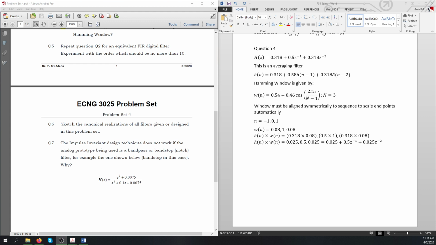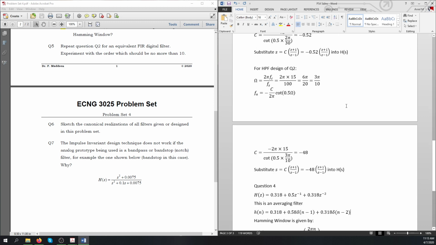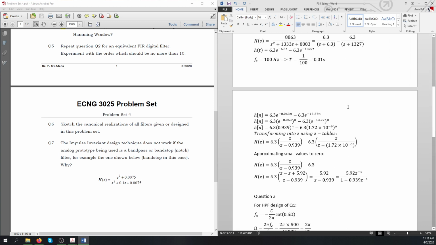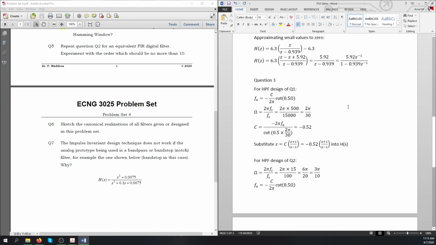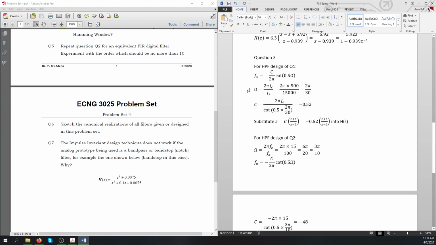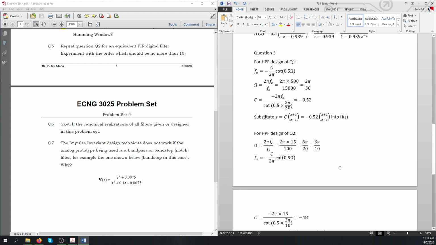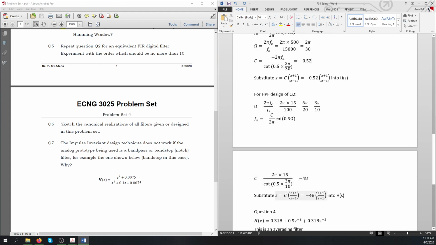I'll re-upload the problem set accordingly, so that you can see where it reflects. One thing to note is that the solutions I'm uploading are Fazal's solutions, and they have one or two minor errors, in particular for question 2 and question 3, where he's calculating capital omega and C. So just pay attention to what we did here in the video, as this is the correct way to calculate them, because there are small arithmetic errors when he goes through them.